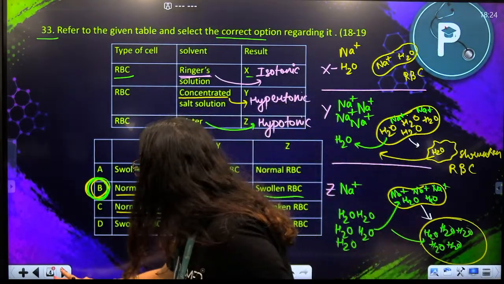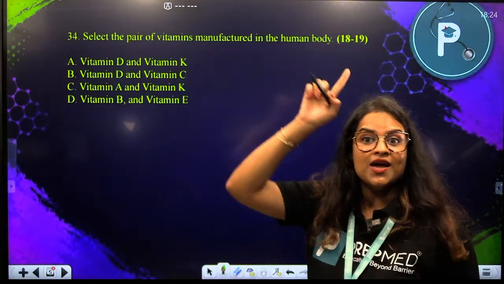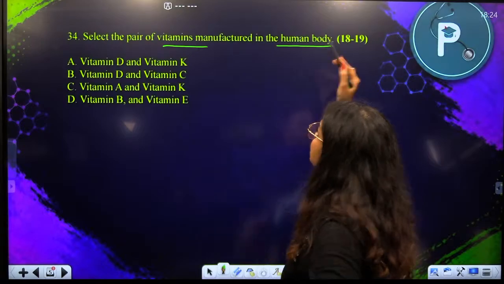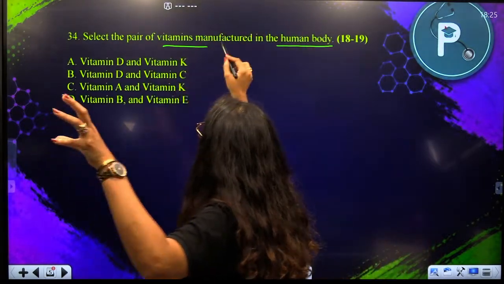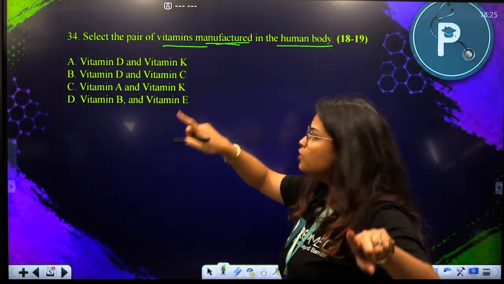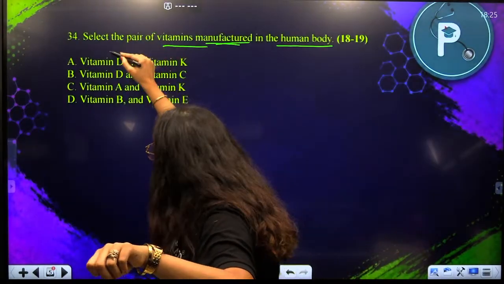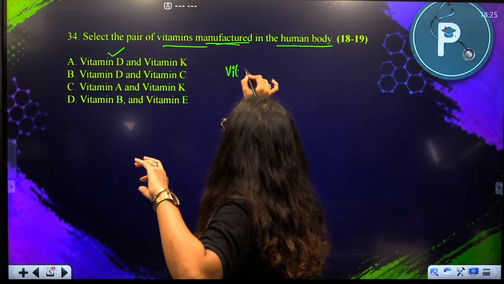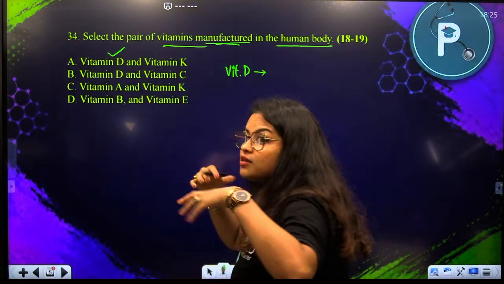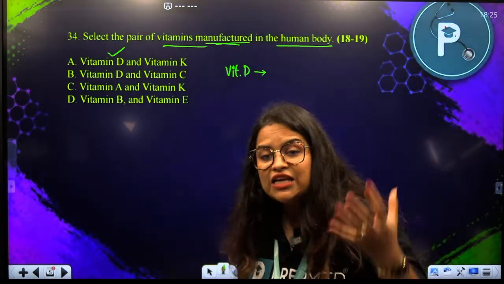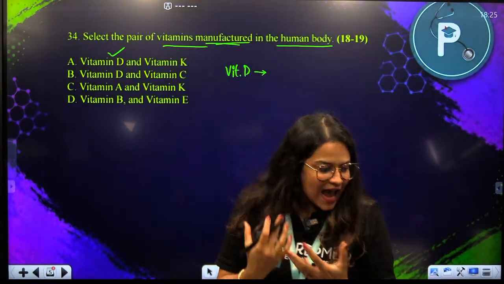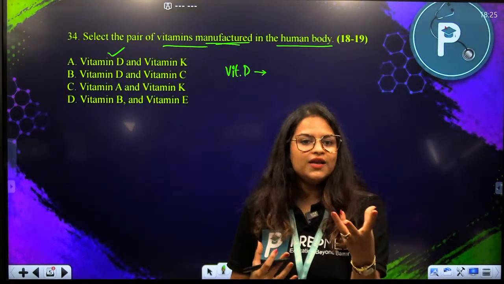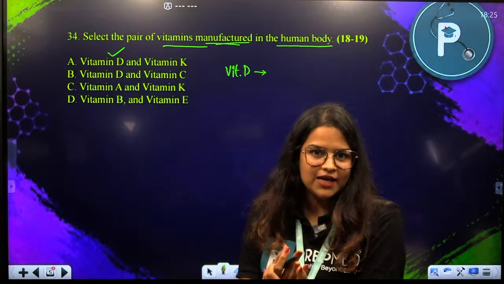Moving on to the next question, question number 34. Here they are asking, select the pair of vitamins manufactured in the human body. So what are the vitamins that are manufactured in the human body? So we have D. Yes, D is manufactured in the human body when? See, vitamin D would be manufactured in our body when we are exposed to sunlight. When the sunlight falls on our skin, the UV rays would synthesize vitamin D in our skin cells.